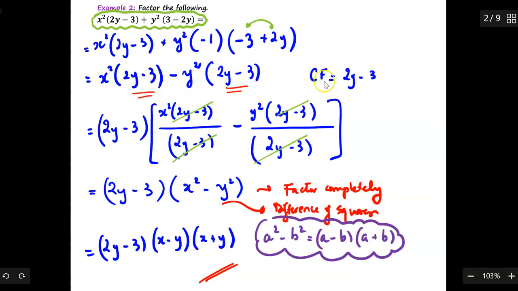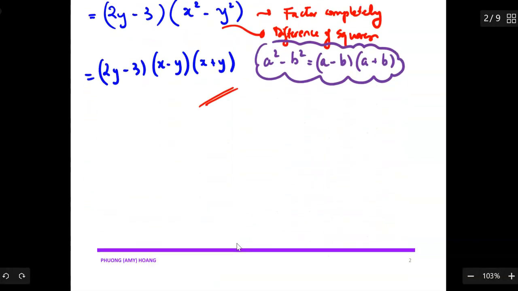So now you can see that your common factor would be 2y minus 3. Then factor out 2y minus 3, divide that common factor into each of the terms inside the bracket. You can see that they are cancelled out, and what you are left with happens to fall into the difference of square. Therefore, you have to do one more step by factoring this expression out fully. Alright, so from this point on, we cannot factor any further, so we have to leave the expression like that as the final answer.